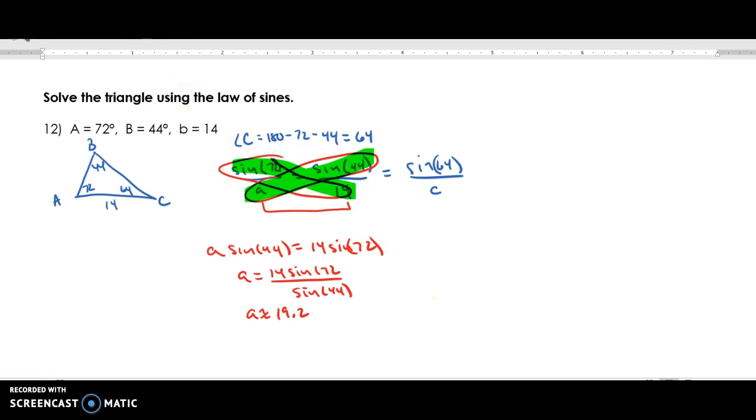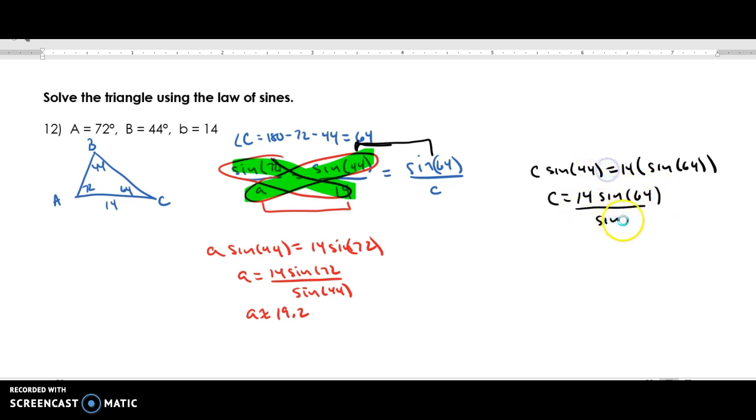Okay, now for the next one, we're going to use these two ratios. So when I cross multiply, I would get c times the sine of 44 equals 14 times the sine of 64. So c is equal to 14 sine 64 all over sine of 44, and that would give you approximately 18.1. All right, and that would be the side lengths.